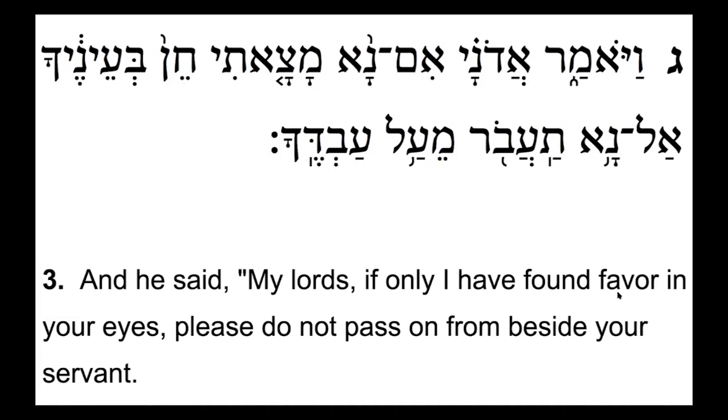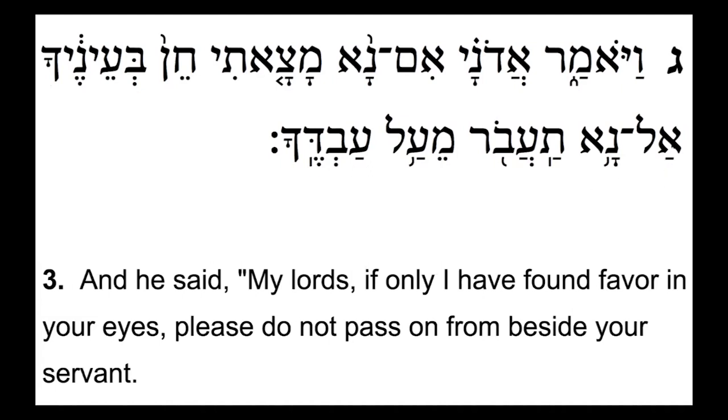Chen is favor or grace. You can also pronounce it as grace. Chen, and this is be'enecha. Be'enecha is in your eyes. Ba is in, ene is eyes of, and cha is you or your. So, in the eyes of yours, in your eyes.